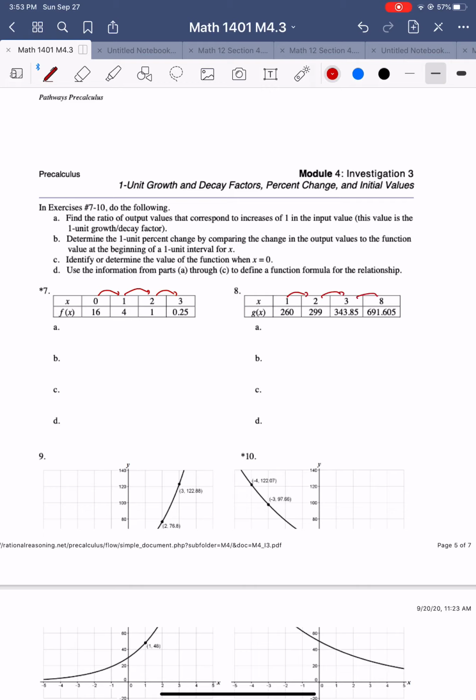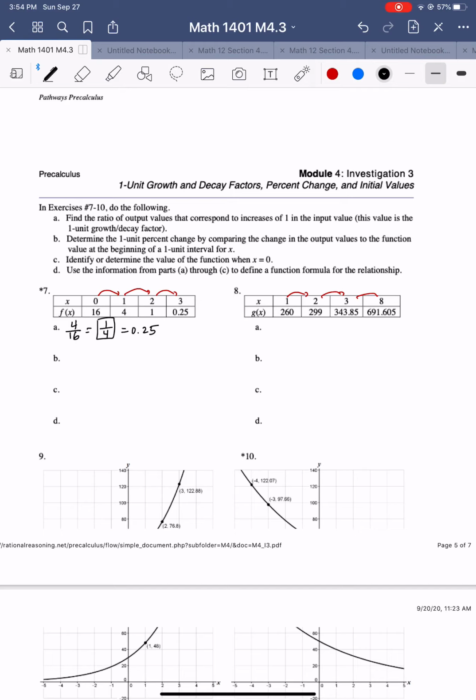So when x is increased by 1, in order to find the ratio of the output values, you need to divide from the next one by the previous, okay? So divide 4 over 16, or 1 over 4, or 0.25 over 1. So you get the same thing, okay? So I want to say 4 over 16, which is 1/4. So this is the ratio of the outputs, okay? Which comes out as 0.25.